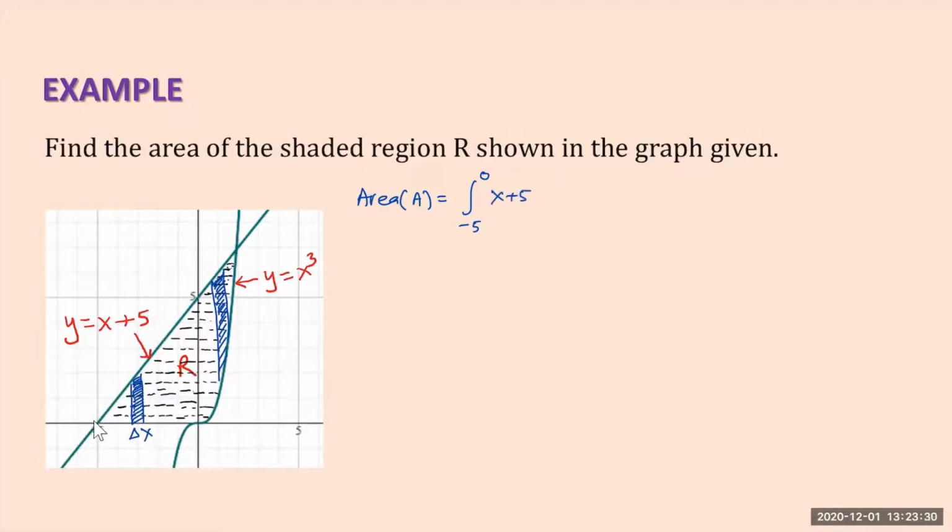The lower function is the x-axis, which is y equal to 0. So I don't have to subtract anything, because subtracting 0 will be the same: the integral of x plus 5 with respect to x, plus now the second integral. The second integral is from x equal to 0 up to this point. So I need this x value.